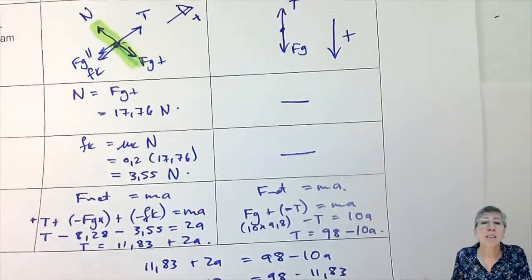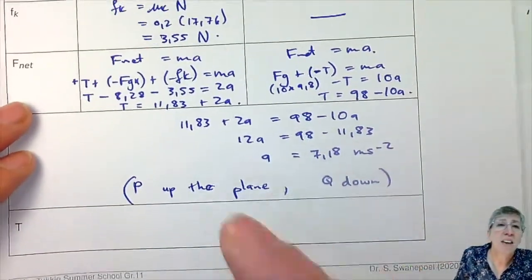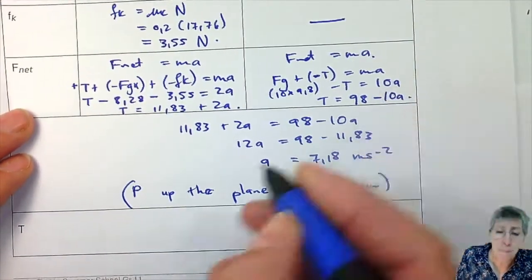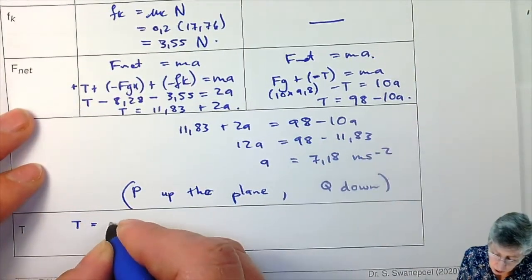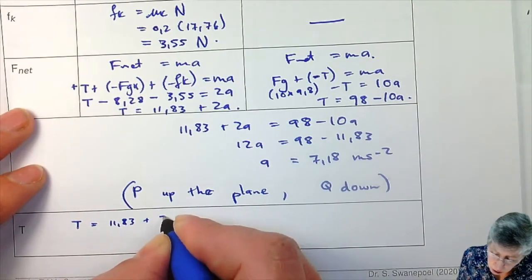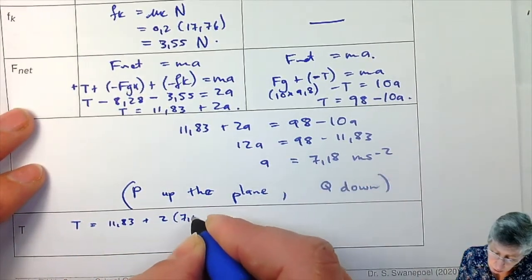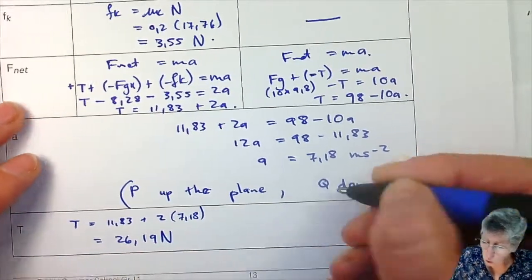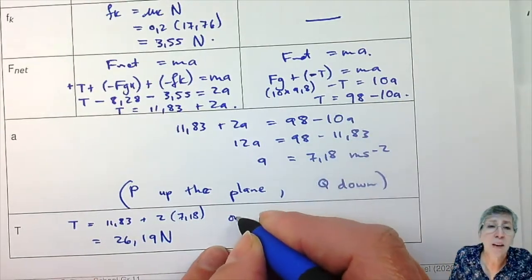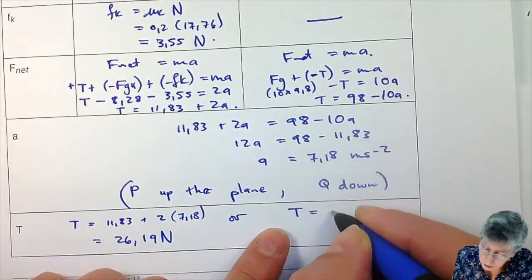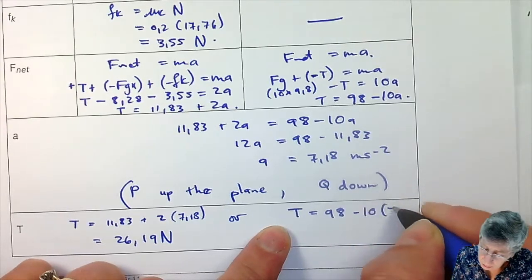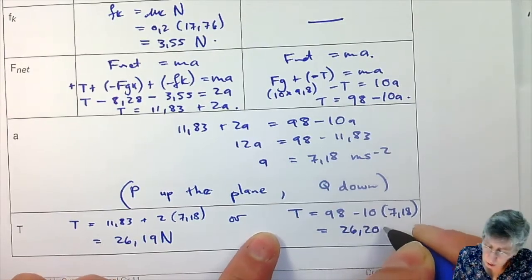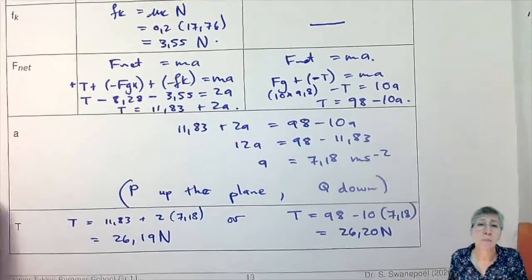But this time they only ask us for the tension, and now you have a choice of working with this one or working with that one and substituting a back into that. If you work with this one, it ends up being 11,83 plus 2 times a, which was 7,18, and that gave you 26,19 newtons. Or if you use that one, it was 98 minus 10 times 7,18, ending up with 26,20, just a little rounding difference.